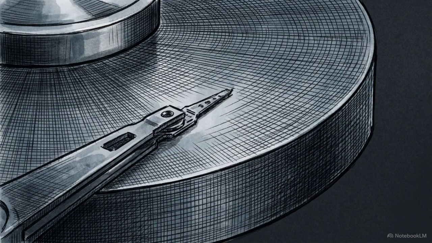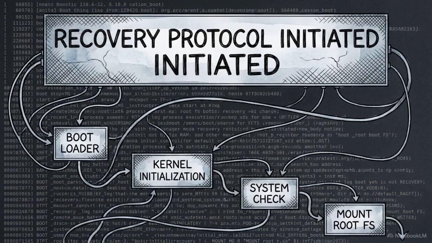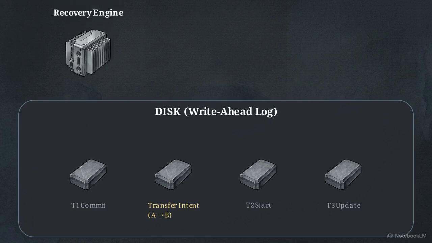When the machine restarts, the data pages on the disk do not yet reflect the transfer. The system must now reconcile what it intended to do with what is currently on the disk. This moment of restart is when the database must prove its integrity by rebuilding the correct state from the available evidence. Upon reboot, the recovery engine activates.